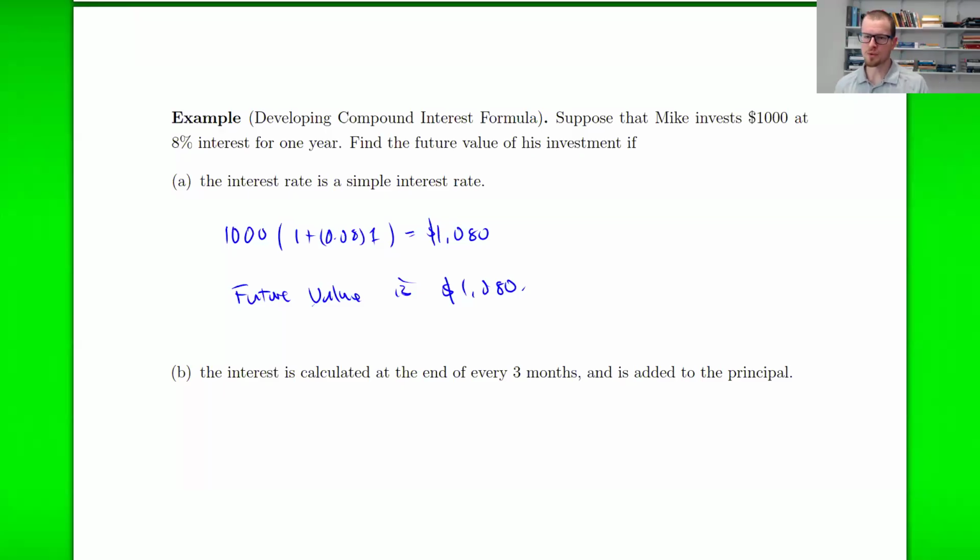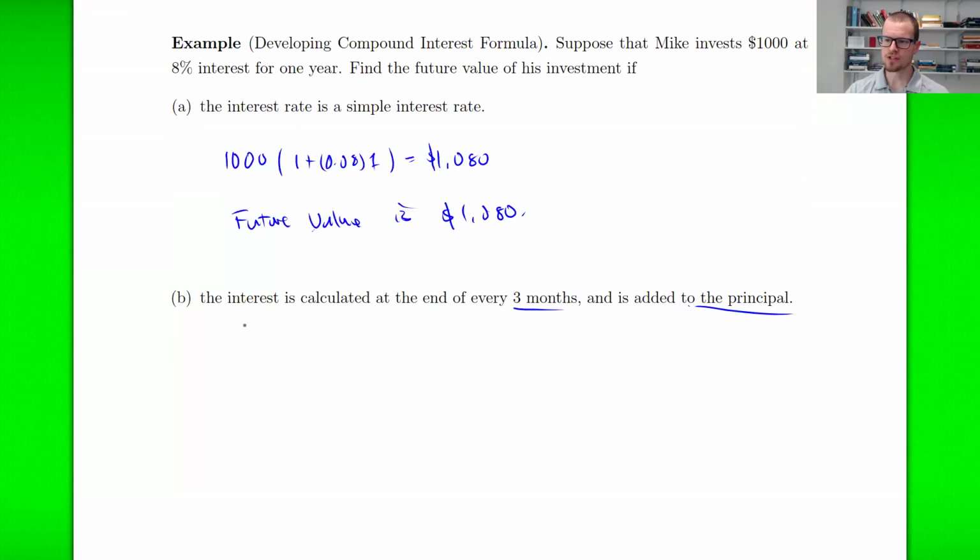Now what we want to do is take a look at what it would be like if we computed interest partway through the year. So if we calculate interest every 3 months and whatever interest is accrued over that period is added to the principal as we move through the next period. So we start off with an initial value of $1,000. So at time 0, we have $1,000.